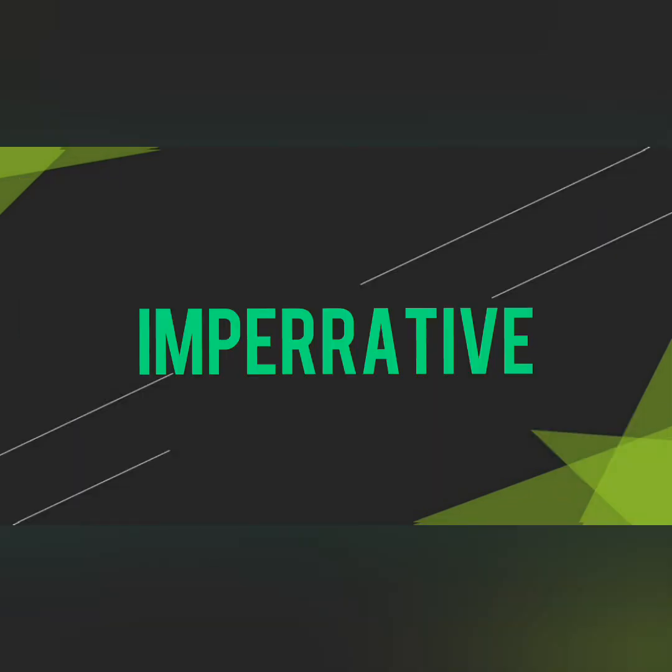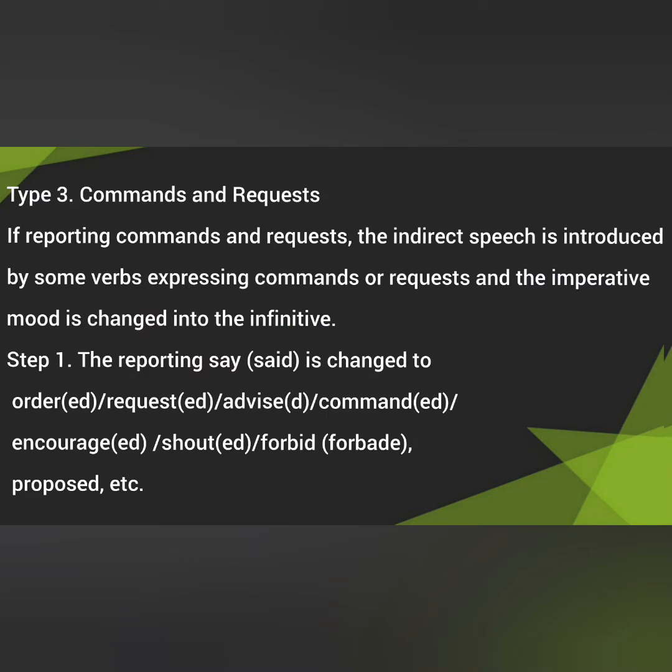Next we are going to see the imperative sentence. This is nothing but a command, order or request. If the reporting is a command or request, the indirect speech is introduced by verbs expressing commands or requests, and the imperative mood is changed into the infinitive, that is, "to" plus verb. The reporting verb is changed into "ordered". If "please" comes, we have to use requested, advised, commanded, encouraged, shouted, forbade, proposed, etc.